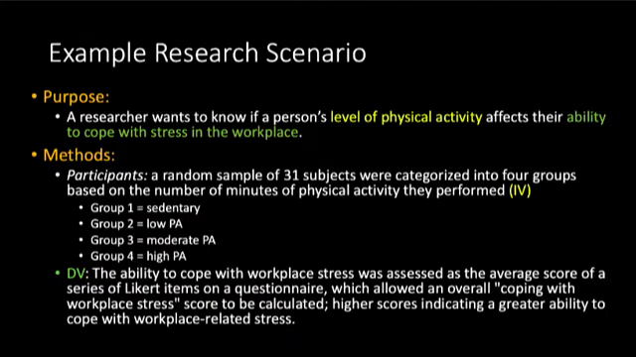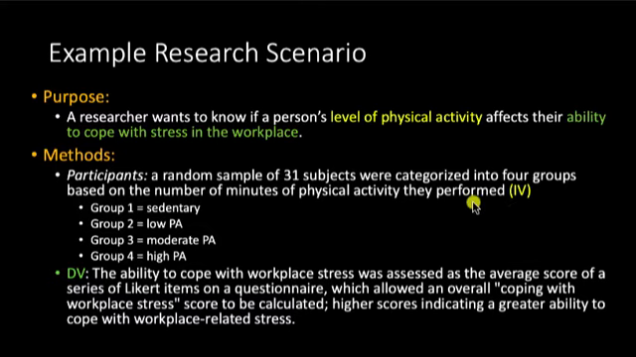For this particular example, I've given you guys a research scenario in which a researcher wants to know if a person's level of physical activity affects their ability to cope with stress in the workplace. Now, similar to our previous examples that we've looked at in this class, I've highlighted the independent variable in yellow and the dependent variable in green. As far as the methods, we have a random sample of 31 subjects who were categorized into 4 groups based on the number of minutes of physical activity they performed.